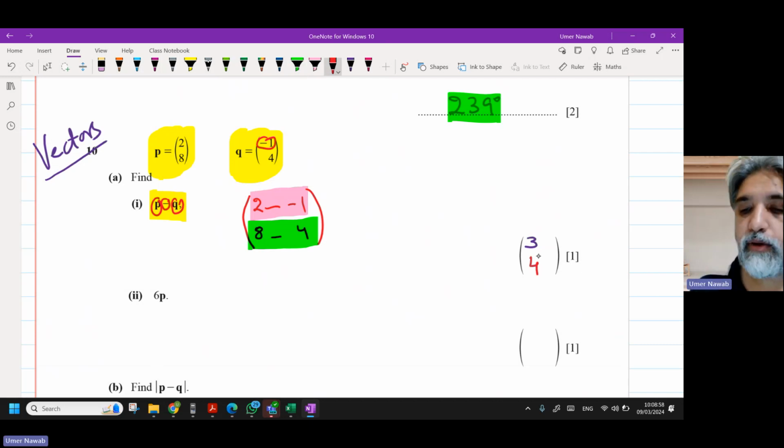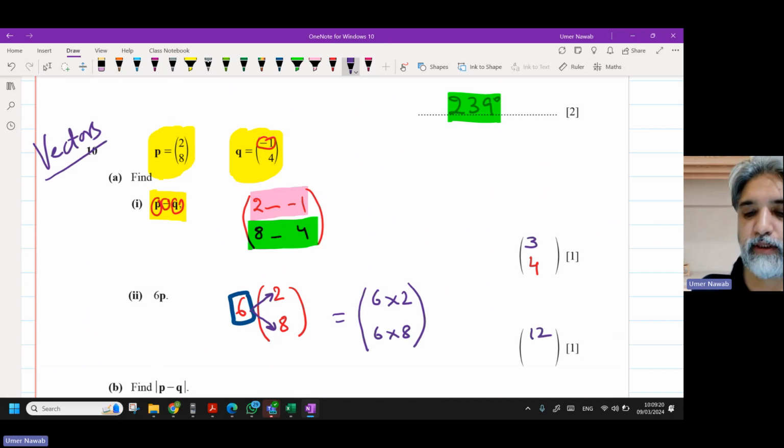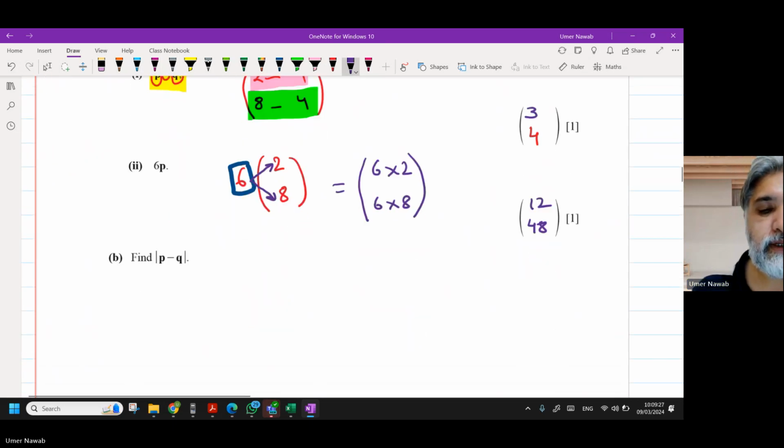Since it has 1 mark, you can write the answer directly. 6P. Your P is 2 and 8. So this 6 is multiplying. So if it is multiplying, it should multiply with both numbers. When I multiply with both numbers, so 6 times 2 and 6 times 8. So 6 times 2 is 12 and 6 times 8 is 48. Again, it has 1 mark, so you can write the direct answer.